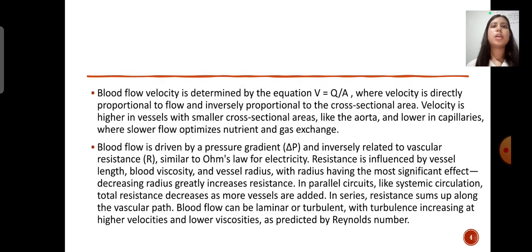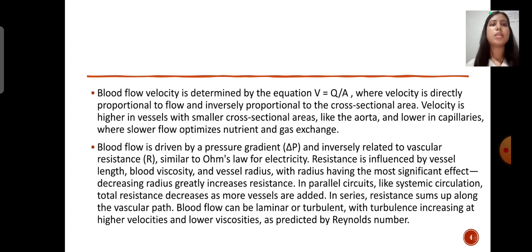The viscosity. Now the blood velocity is determined by the equation V = Q/A, where the velocity is directly proportional to flow and inversely proportional to the cross-sectional area. The velocity is higher in vessels with small cross-sectional areas like the aorta and lower in capillaries, where slower flow optimizes nutrient and gas exchange.